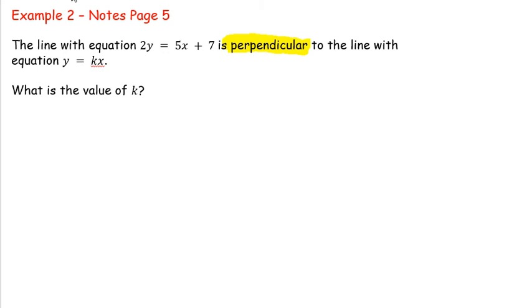So the first thing to do would be to work out the gradient of the line I've already got, and then the gradient of the line that's perpendicular to it. Now, in order to work out the gradient, I need to rearrange it into the form y equals mx plus c, so divide both sides by 2. So that's 5 over 2 x plus 7 over 2. Therefore, our gradient is equal to 5 over 2.